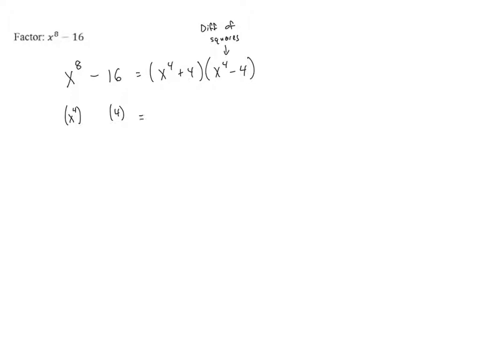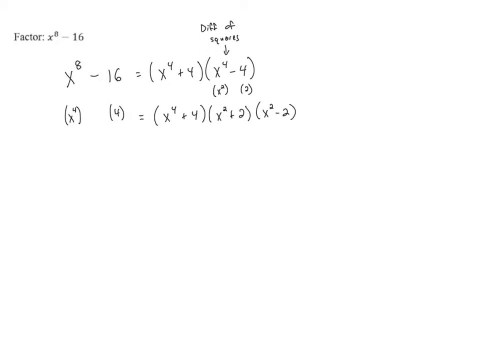So when we break things down, we're going to keep that x to the 4th plus 4 out front. That's not going anywhere. But now if we look at the second factor, x to the 4th minus 4, x to the 4th is x squared squared, and 4 is 2 squared. So we can use the formula for factoring a difference of two squares to break that down even further. We end up with x squared plus 2 times x squared minus 2.